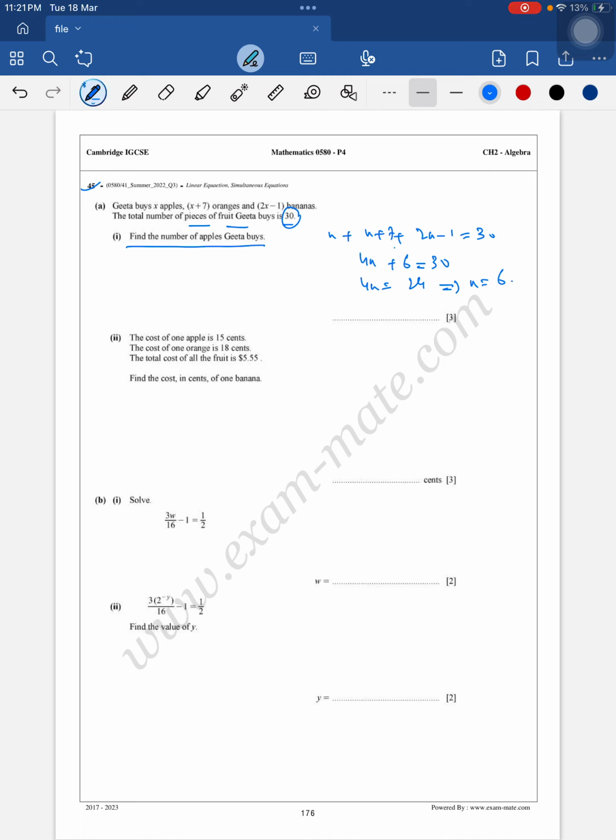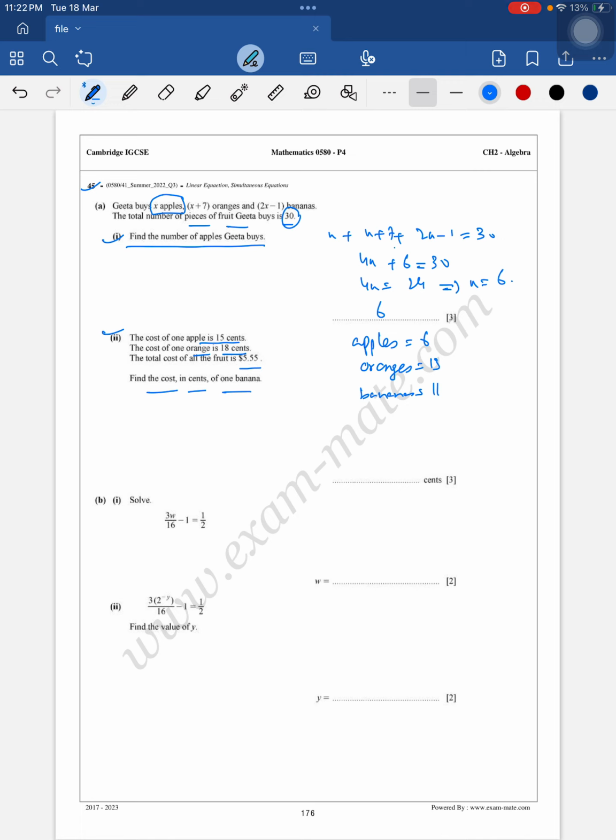The number of apples Geeta buys is 6 because x is the number of apples. Part 2. The cost of one apple is 15 cents. The cost of one orange is 18 cents. The total cost of all the food is $5.55. Find the cost in cents of one banana. Now in order to simplify it, I should know how many oranges and how many bananas there are. We've got 6 apples. Oranges is x plus 7, so with x as 6, that is 13 oranges, and the remaining is bananas, that is 2x minus 1, 2 sixes are 12, 12 minus 1 is 11 bananas.